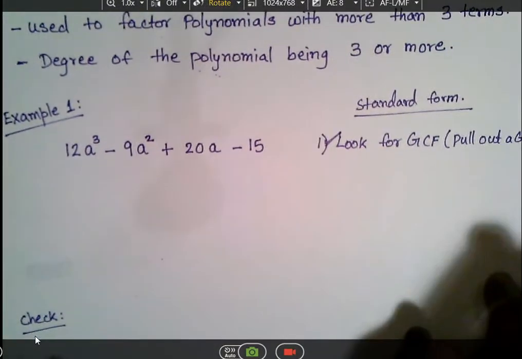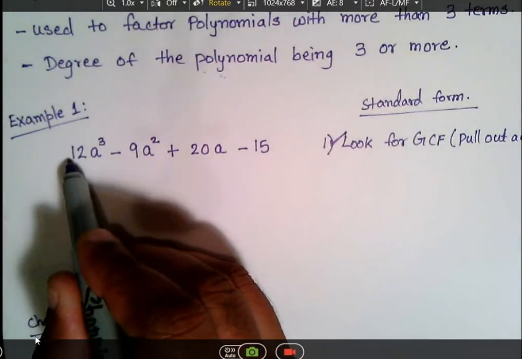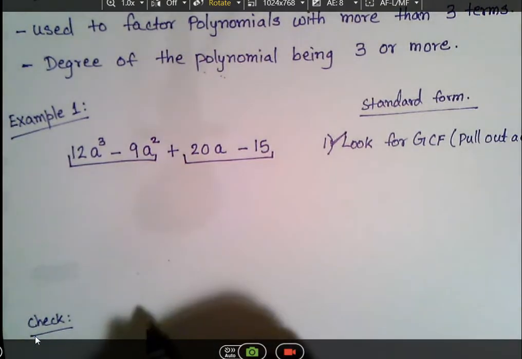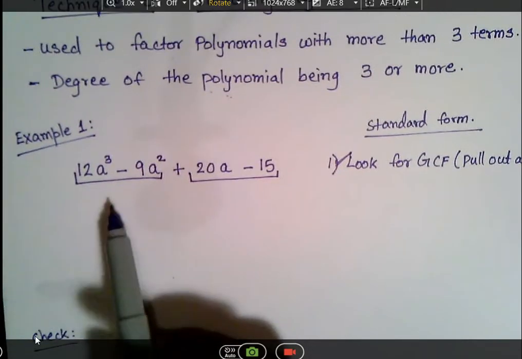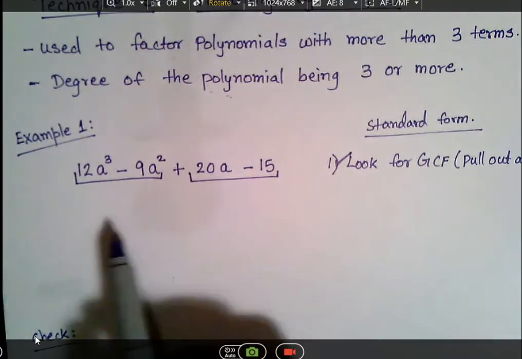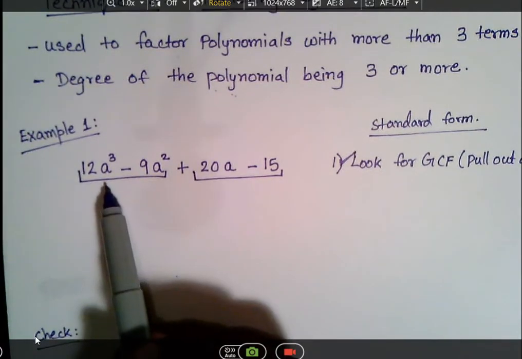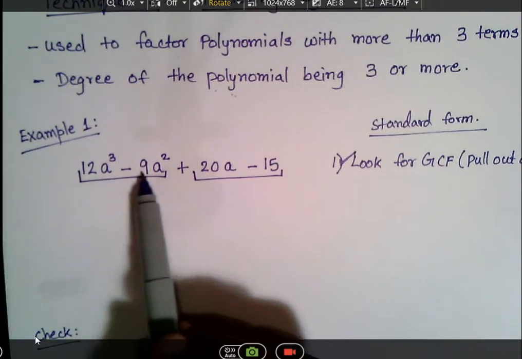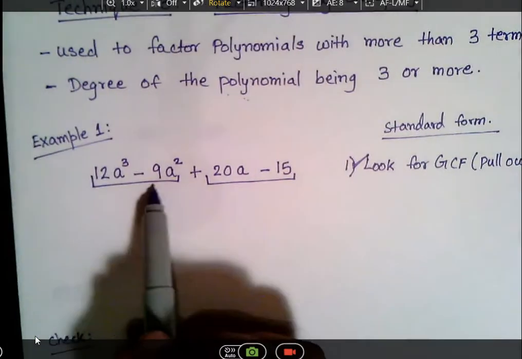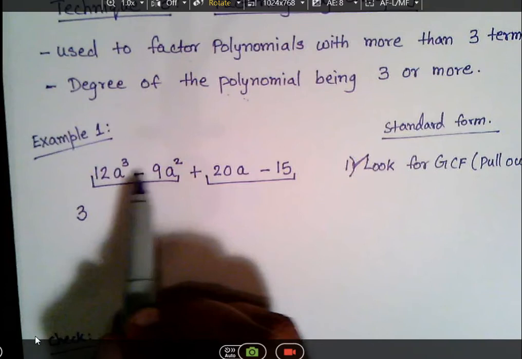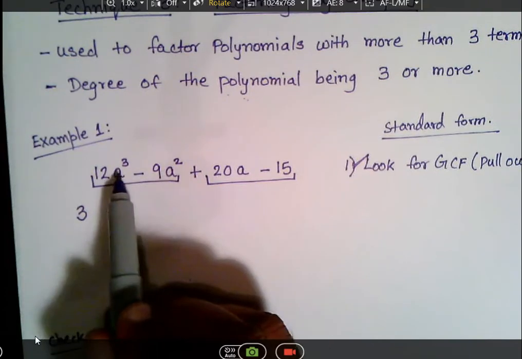Now the next step is for me to group. Remember, I need to have an even number of terms to be able to group. So I'm grouping the first 2 terms and the last 2 terms. In the first 2 terms, do I have a greatest common factor? Of course I do. Between 12 and 9, the greatest common factor is 3. Between a cubed and a squared, there are 2 a's that are common.